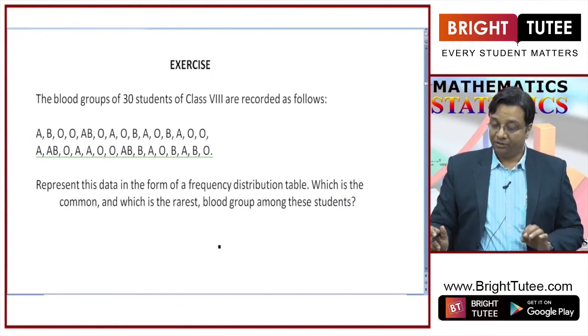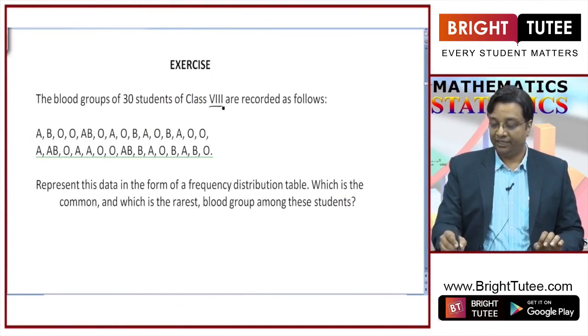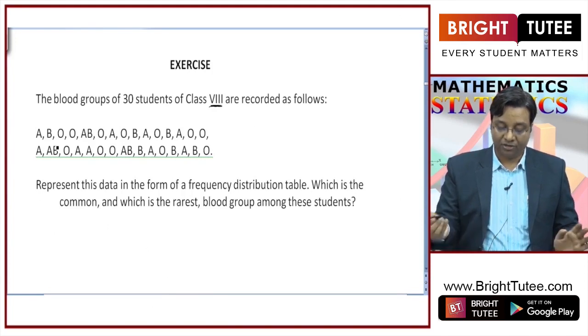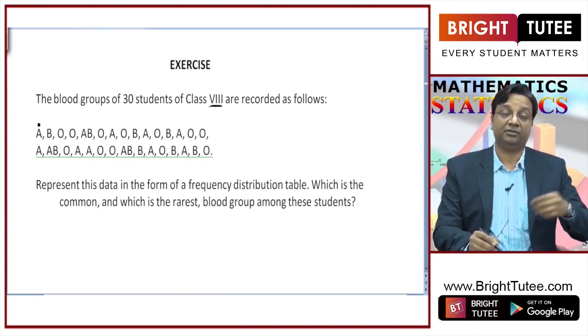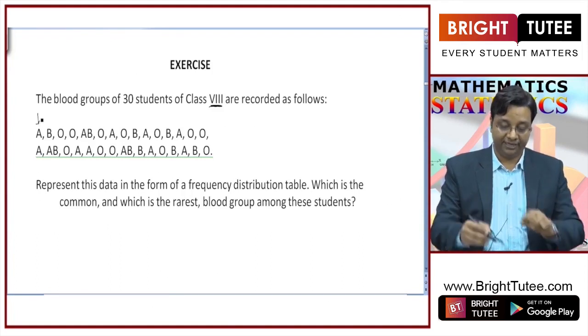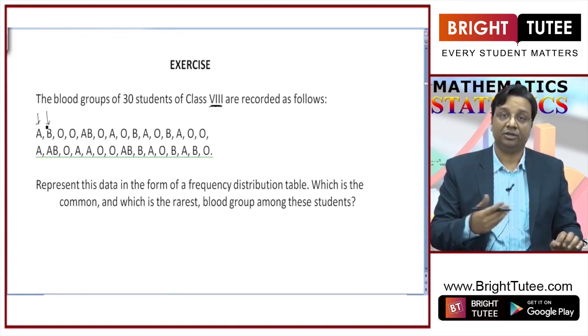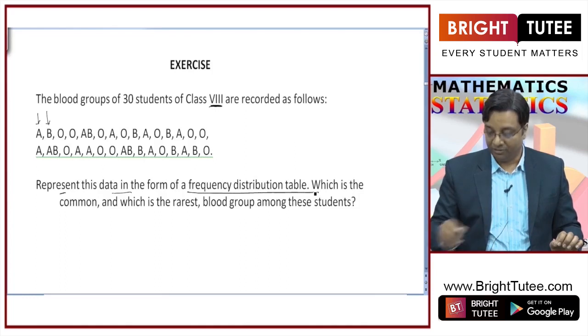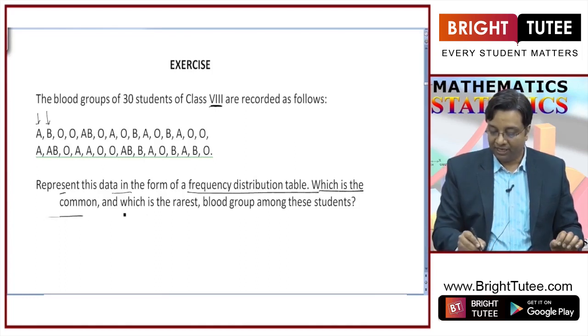So there are blood groups of 30 students of class 8th. These were recorded, okay, and these are written in this raw form. So there was a student who has got a blood group A, so I wrote A. Then there is a student who has got blood group B. B is written here. We need to represent this data in the form of a frequency distribution table, which is the most common and which is the rarest blood group among these students.